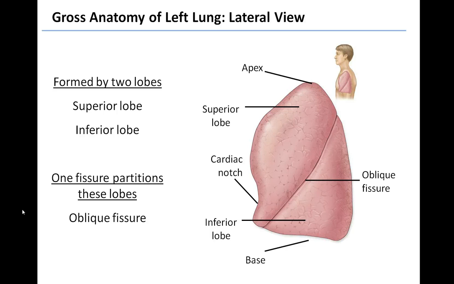Contrast the anatomy of the right lung with that of the left lung. The left lung is noticeably smaller than the right lung. It consists of only two lobes, a superior and inferior lobe, separated by a single fissure, an oblique fissure. Notice also the cardiac notch. This is the region adjacent to the apex of the heart.